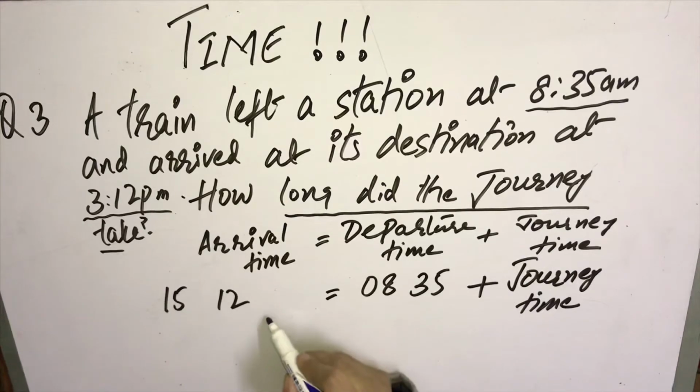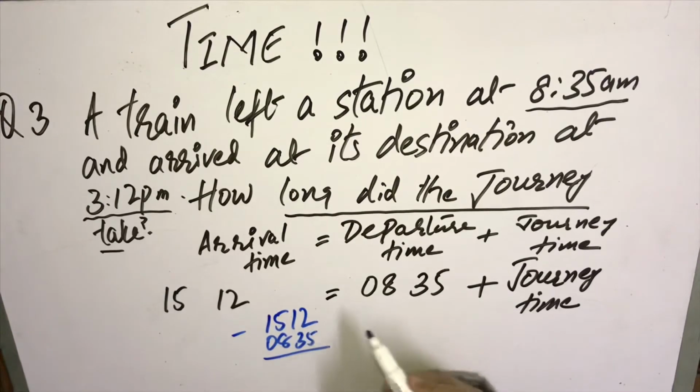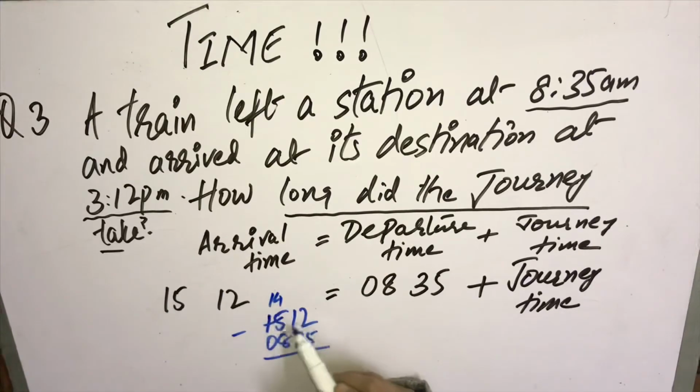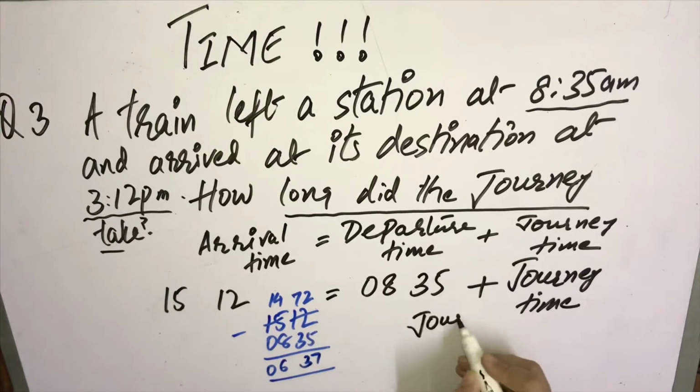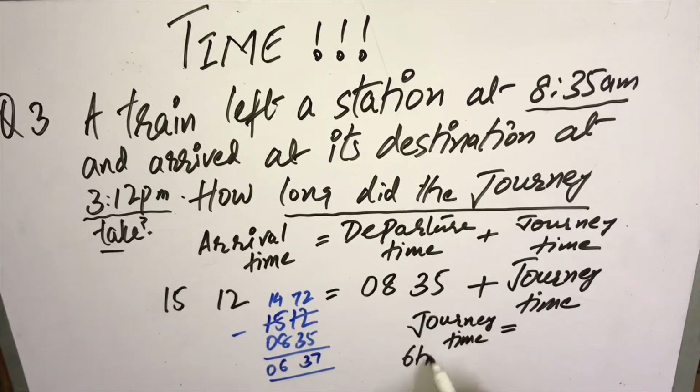Now when we have to subtract, we shall take 15:12 first and 0835 later. You can see we cannot subtract 35 from 12. So we shall make it 14. We shall add 60, it will be 72. Now we can subtract 35 from 72 and it will be 12 minus 5 is 7, 6 minus 3 is 3, and 8 plus 6. 0637 is the answer, meaning that our journey time will be 6 hours and 37 minutes.